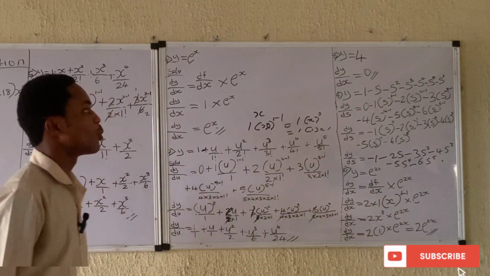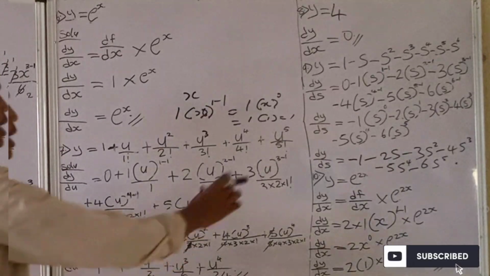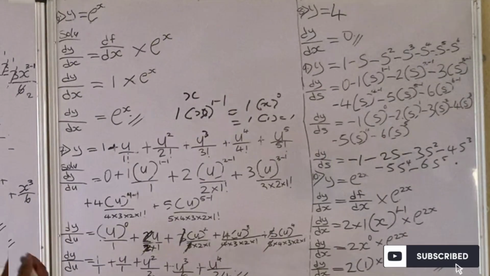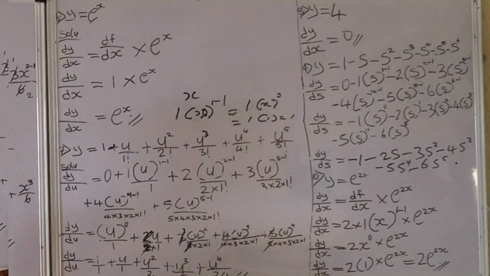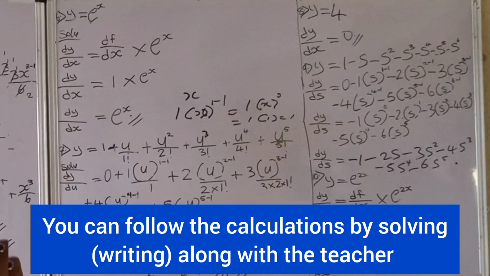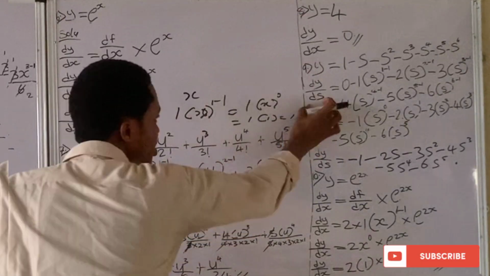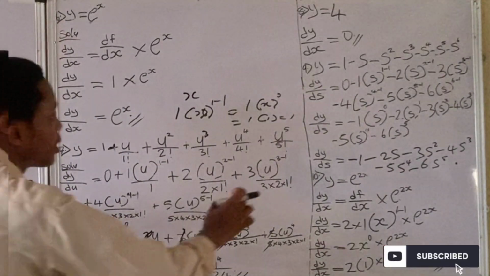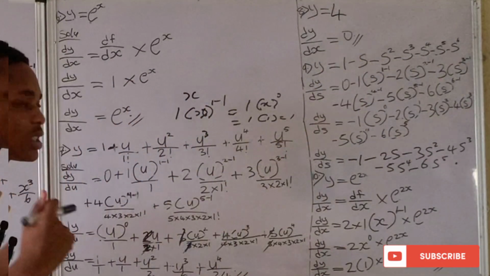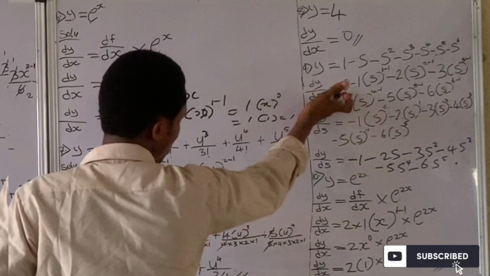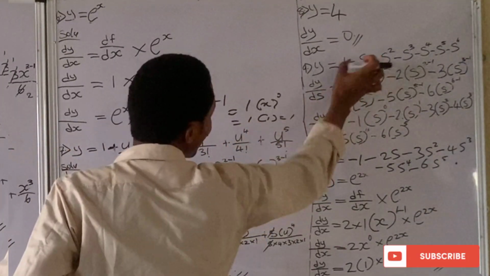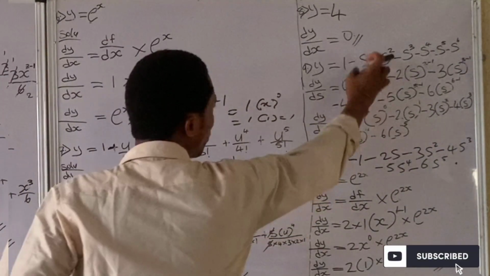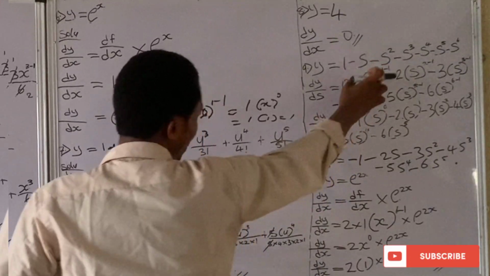Question number 9. y equals 1 minus x raised to the power 2 minus x raised to the power 3 minus x to the power 4 minus x raised to the power 5 minus x raised to the power 6. Now, dy/dx, differentiation of y with respect to x. 1 is a constant, which will give us 0 here. Minus x, we differentiate x. In this question, x is the variable. We bring the power down.